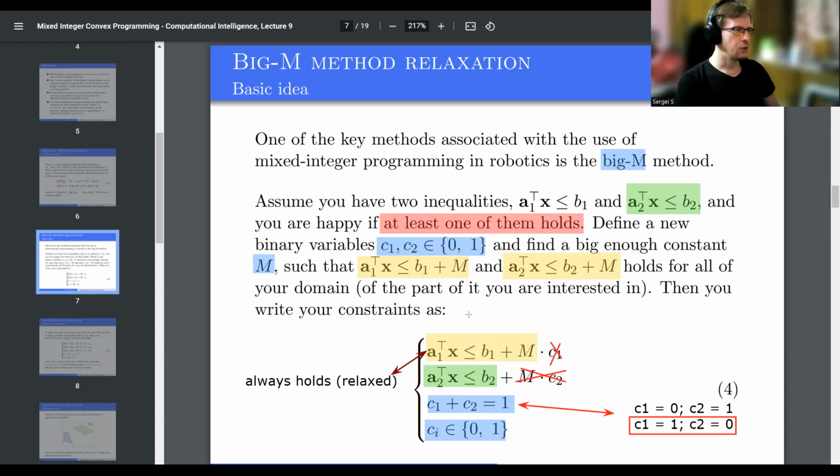So this is how it works. And this is called the big M method. Big M stands for the big constant M that you add here to relax the constraint. Now, let us see the same thing.